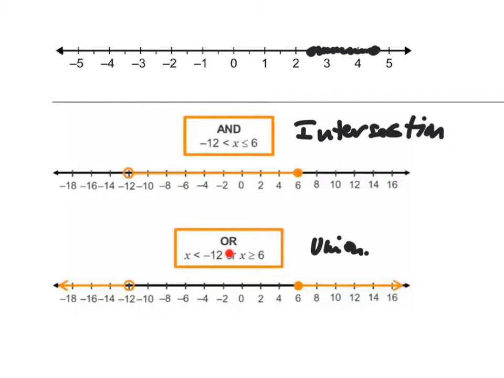But when we have a union, the or statement, we say that x is less than negative 12, so we graph that, or x is greater than or equal to 6. So we shade this way. When you have these different statements, they mean two different things, and and or, but we are looking at where these points lie on a graph.